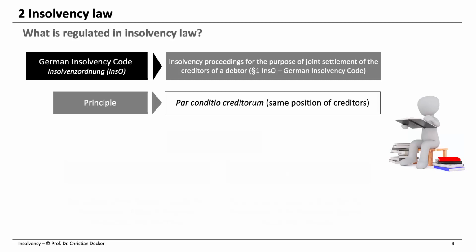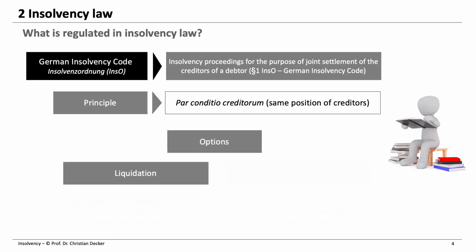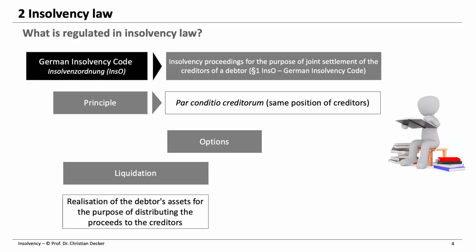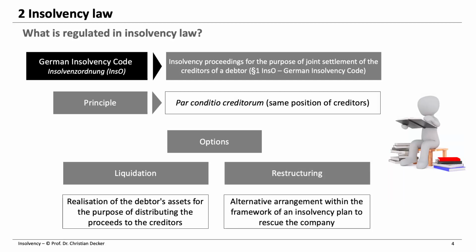In essence, insolvency proceedings offer two options. In liquidation, the debtor's assets are realized and the proceeds distributed to the creditors. In the case of restructuring, a different arrangement can be made within the framework of an insolvency plan, in particular to preserve the company. The explanations in this unit are limited to corporate insolvencies. The so-called consumer insolvencies or insolvencies of natural persons or private households are not considered.